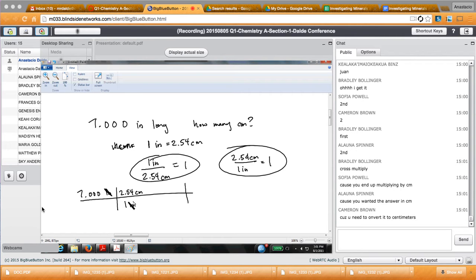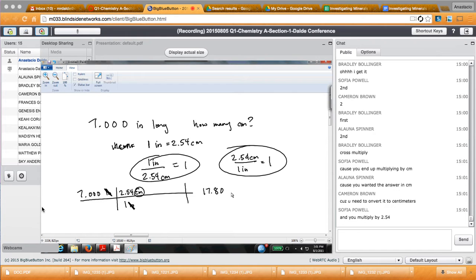So your units in the end is centimeters, and what you would need to do is multiply 7 times 2.54 centimeters. So what is 7 times 2.54? Anyone know? 17.80 centimeters.